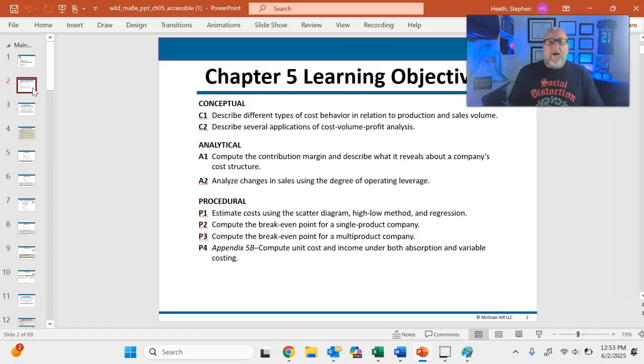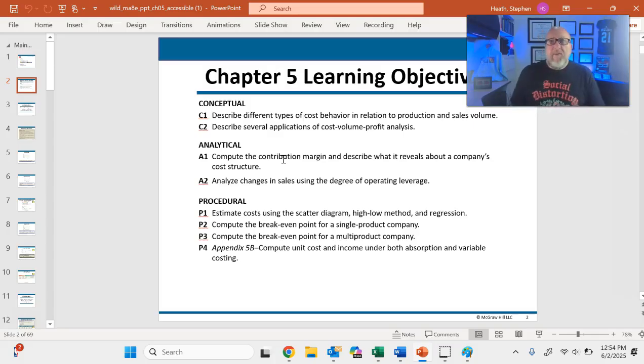Then we're going to talk about applications of cost volume profit analysis in the second video. We're definitely going to want to talk about how we estimate costs and so forth. Then down here, we're going to start talking about contribution margin and what that is. It's a new term, nothing terribly difficult, but it's also a new tool, and it's going to provide an immense amount of value to us. Being able to compute the contribution margin is going to unlock all of these really cool things in business.